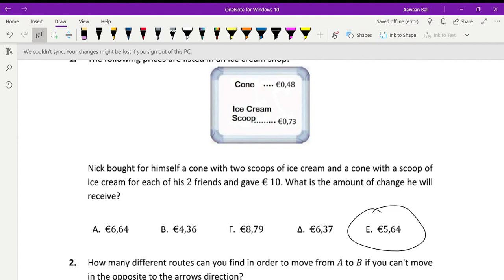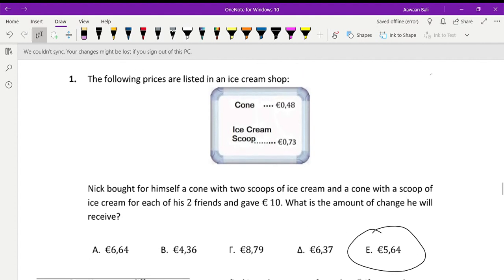Okay, so basically that means there were 3 cones. He spent it on 3 cones. He had his cone and the 2 cones for his friends. So basically 48 times 3, that's 144. And now Nick had 2 ice cream scoops for himself and 1 for each of his friends. So basically that's 4 in total.